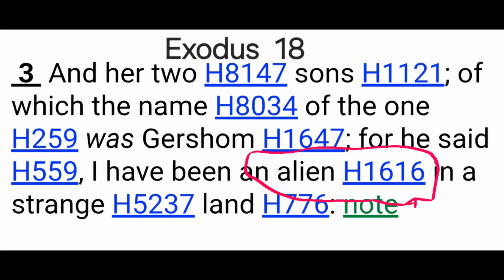The word alien appears as H1616. And an interesting question arises over who he is. It says, he said, I have been an alien in a strange land. Was this Gershom naming himself at a later time? Or possibly Moses, as Gershom was newborn, said that he, Moses, had been an alien in a strange land? I don't have an answer, but I suspect it was Moses that did the naming.